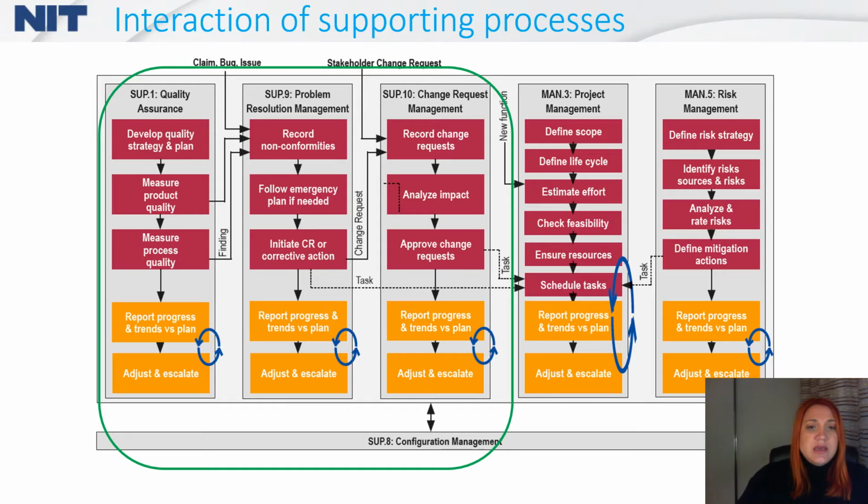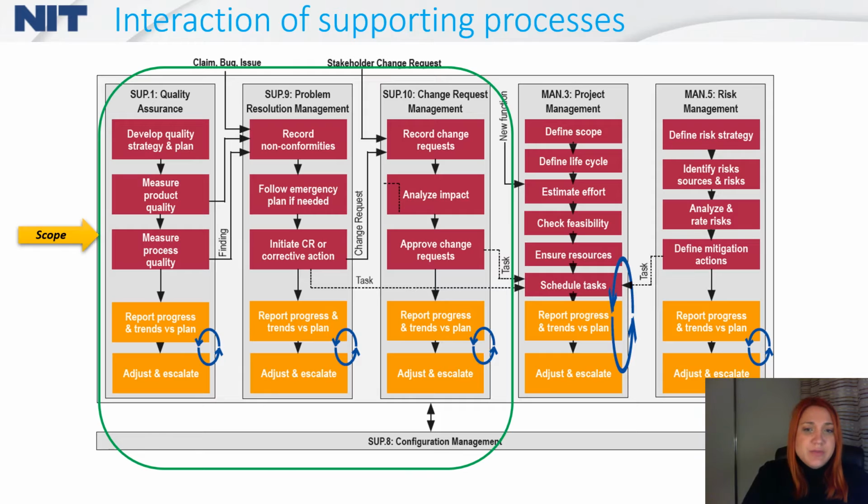Also, you can see here that quality assurance is heavily relying on problem resolution management as well, because when you have some findings in the measures of the process quality, and when you report them, you need to use problem resolution management to record those non-conformities and to use the tool for problem resolution management to further adjust and prevent those possible gaps.